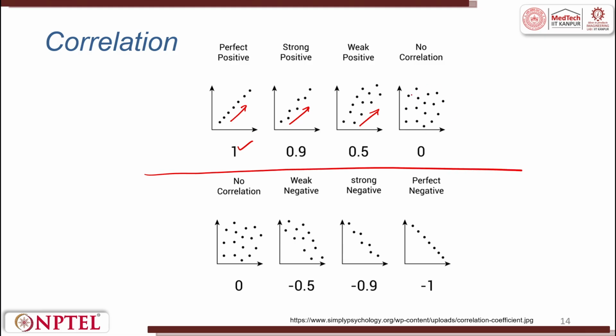0: completely scattered plot and no correlation. Exactly opposite direction, this is 45-degree angles, and when we have a negative 45-degree angle, this is a -1 correlation, then -0.9, -0.5, 0, no correlation.